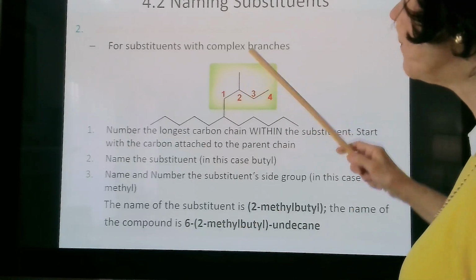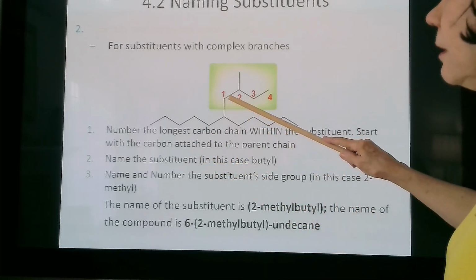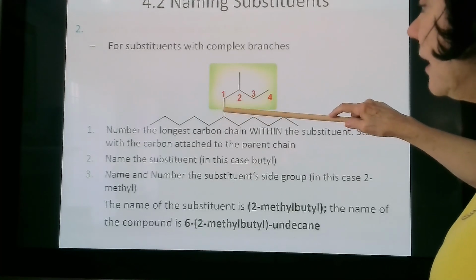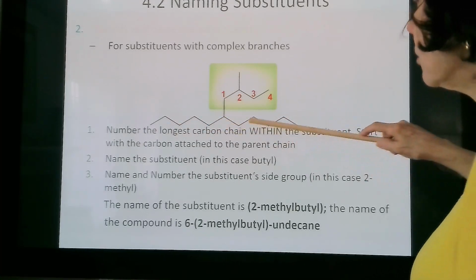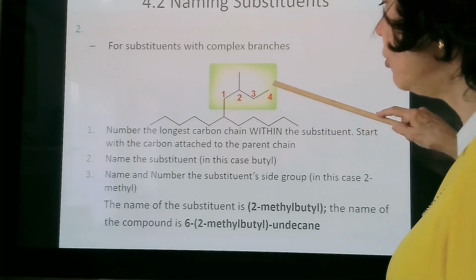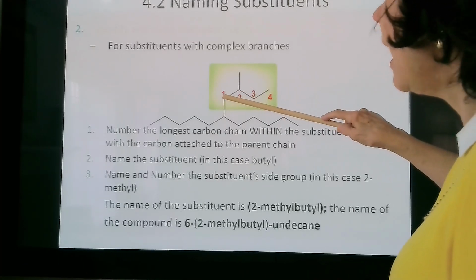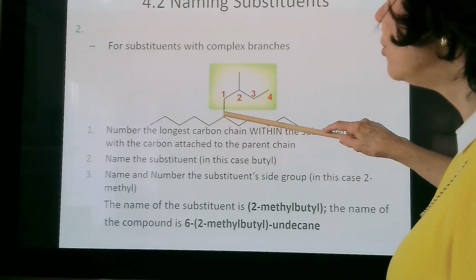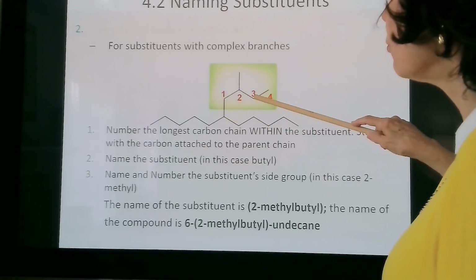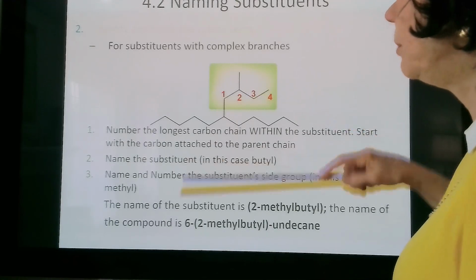second carbon. So you will start numbering these carbons at the carbon that is attached to the long chain, the parent chain. So this is numbered 1. You don't start numbering at this end. You start numbering at the carbon that's attached to the longest chain. And now, so this is 1, 2, 3, 4. So this methyl is at the 2 position.